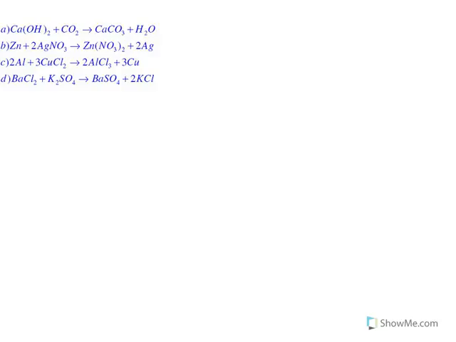Okay, I'm going to talk to you guys about particulate level diagrams just to help you out a little bit. So we're just going to do these four right here. So let's start with A. So we got calcium hydroxide.